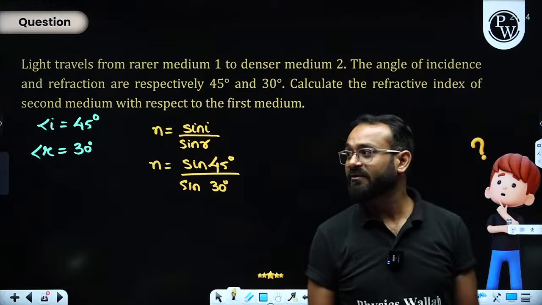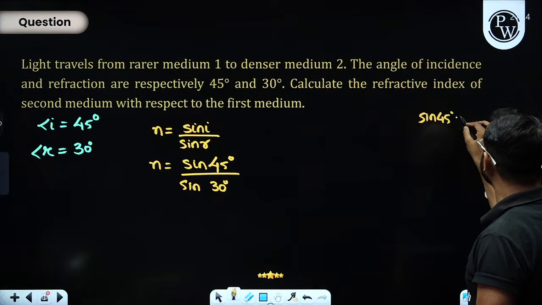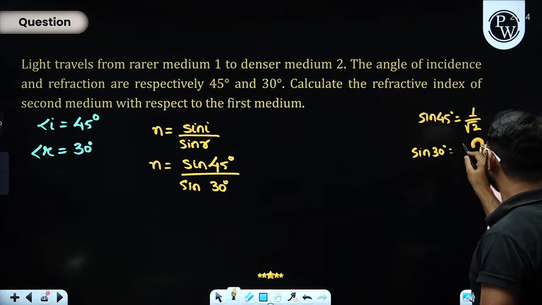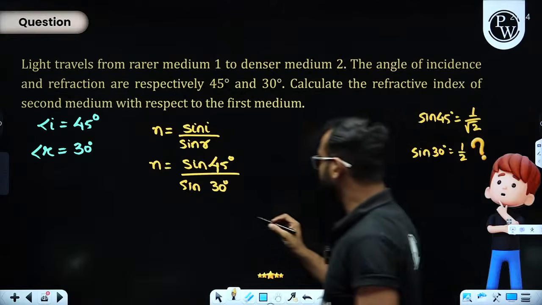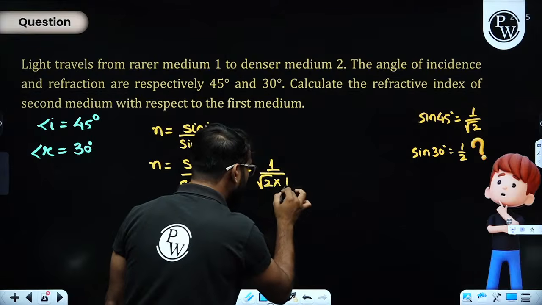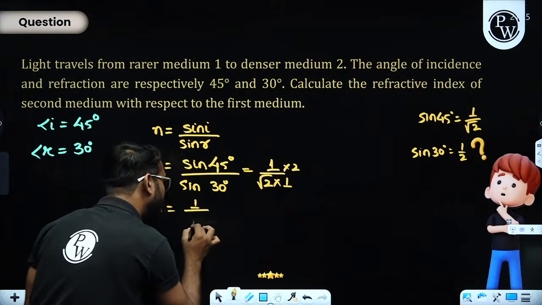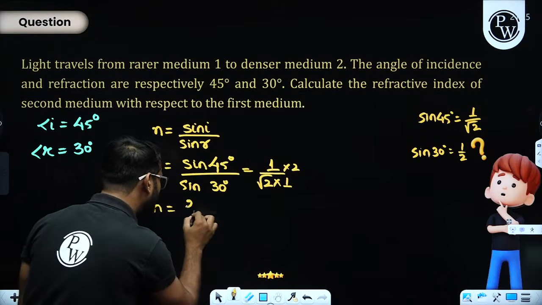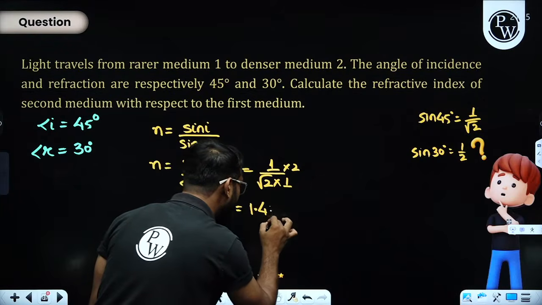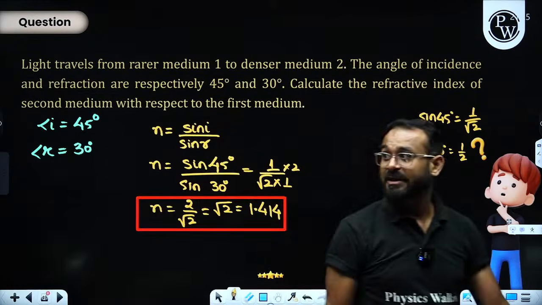What is the value of sin 45? Sin 45 degree is 1 by root 2 and sin 30 is 1 by 2. This is what I am going to put over here. So that is 1 by root 2 divided by 1 by 2. Finally, the refractive index is 2 by root 2, or root 2, that is going to be 1.414. Are you also getting the same value?